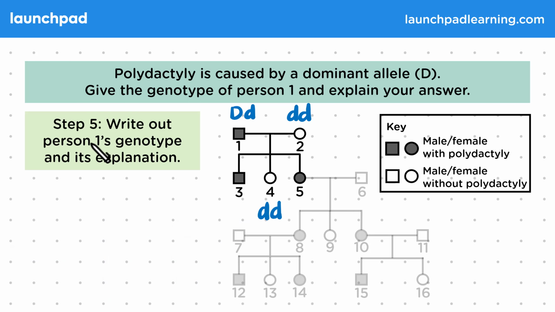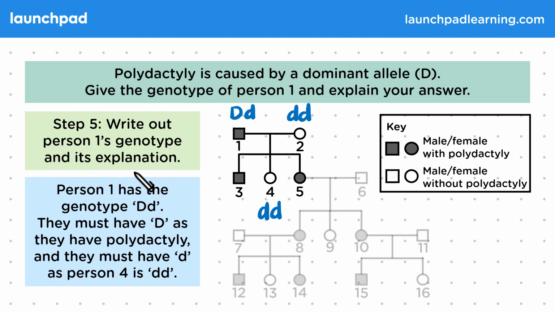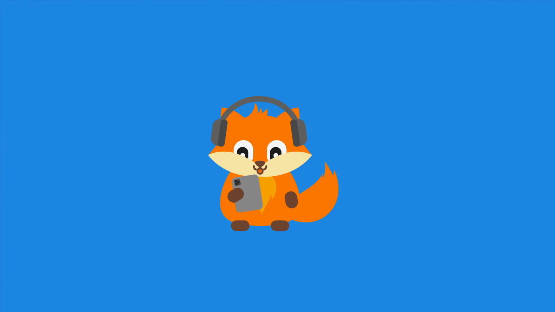Step 5. Write out person 1's genotype and its explanation. So person 1 has the genotype capital D, lowercase d. They must have capital D as they have polydactyly, and they must have lowercase d as person 4 is homozygous recessive. You could also say that person 1 is heterozygous and person 4 is homozygous recessive or does not have the disorder.